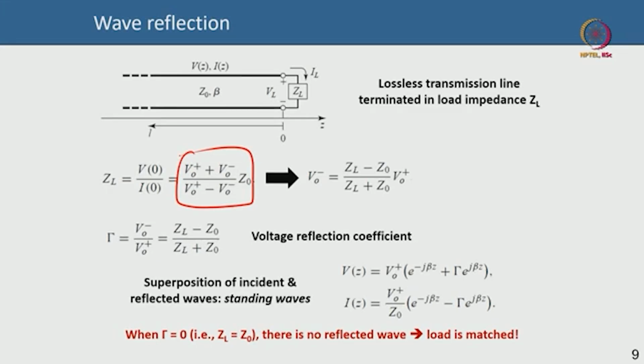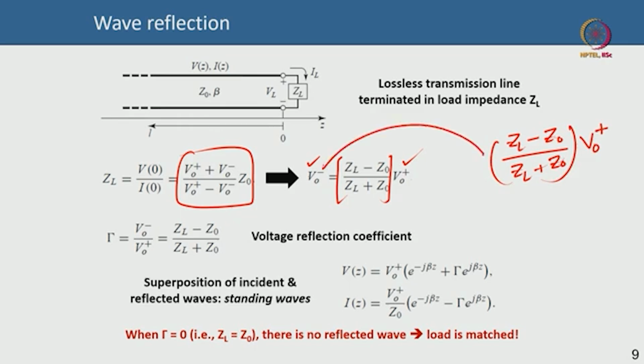Now I can do some algebraic manipulation and find that the reflected voltage wave is a function of the incident voltage wave. This function is basically ZL minus Z0 divided by ZL plus Z0, very important. The load impedance minus the characteristic line impedance, divided by the load impedance plus the characteristic line impedance, times the incident voltage wave gives you the reflected voltage wave.